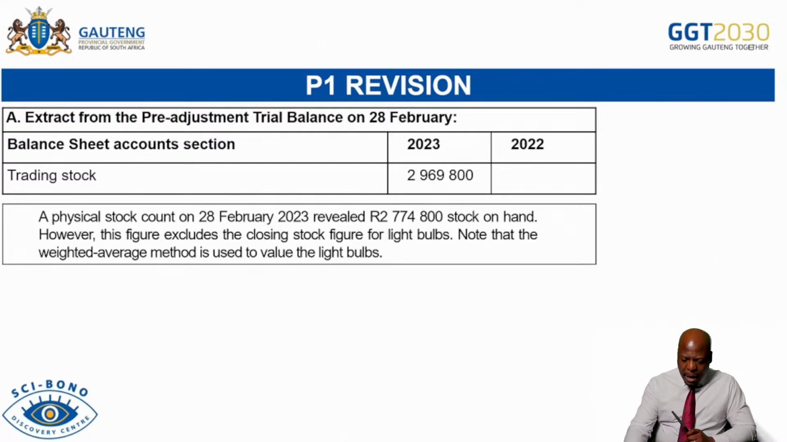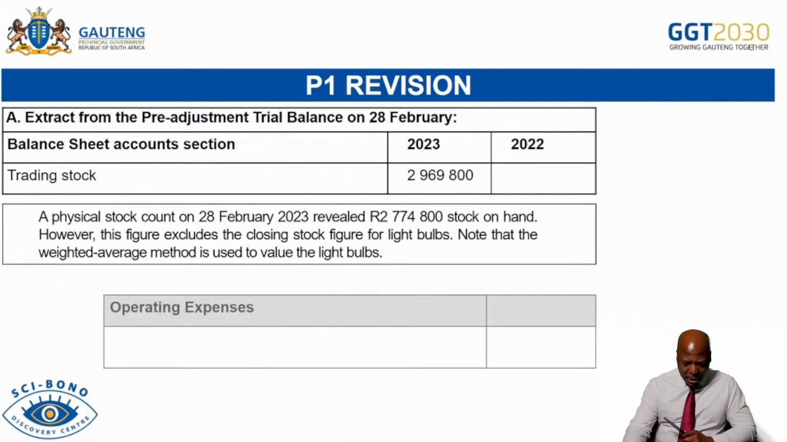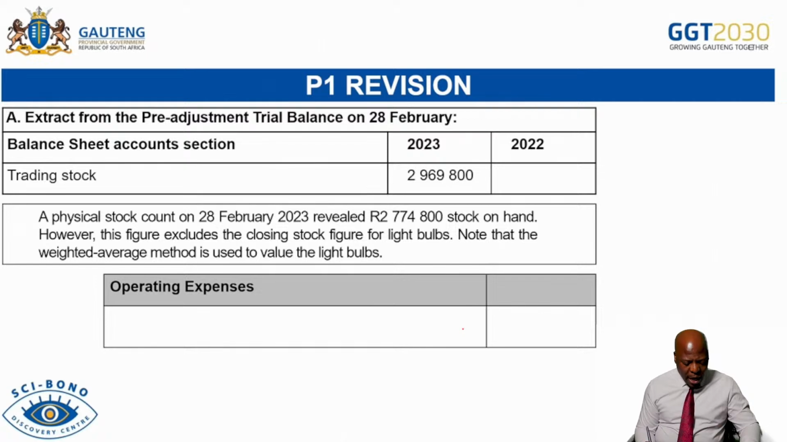Okay, and then let's come now to the next part of this adjustment. We now have that value of stock which was excluded. Remember, it was 121,210. That is the value of that stock. And now we are told that this is the value of stock that was on hand. All right. And if we come to the extract from the pre-adjustment trial balance, we have our trading stock here, which is 2,969,800. What that means is I can then calculate either my trading stock surplus or trading stock deficit.